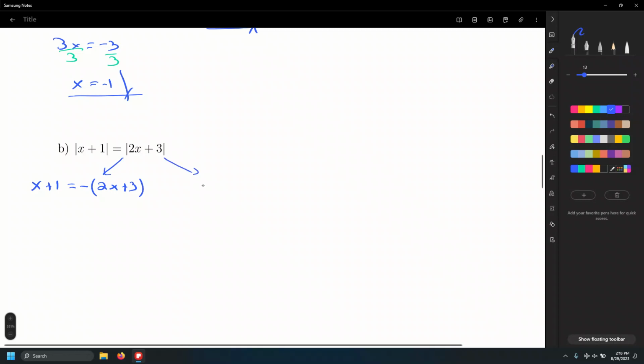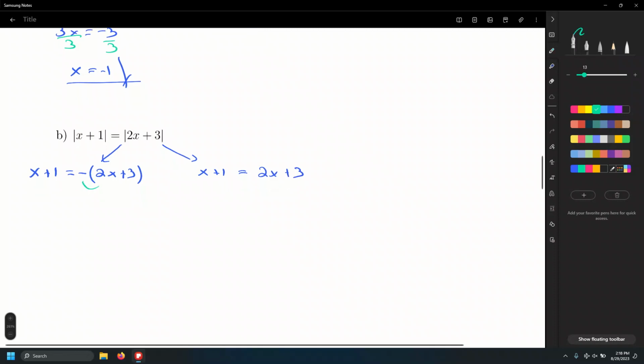So that's 1, that's 2: x plus 1 equals 2x plus 3. Let's distribute the negative. That's x plus 1 equals negative 2x minus 3. Again, x is to the left-hand side, constant values to the right. So add the 2x to both sides to get 3x plus 1 equals negative 3. Then keep the process, subtract 1 from both sides.